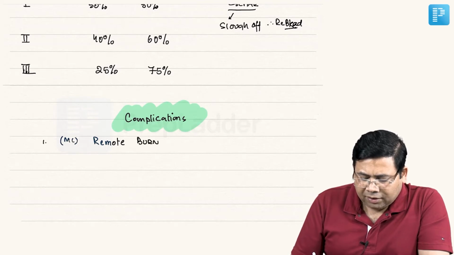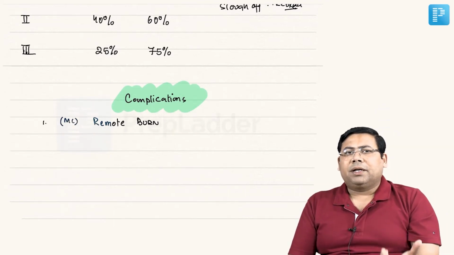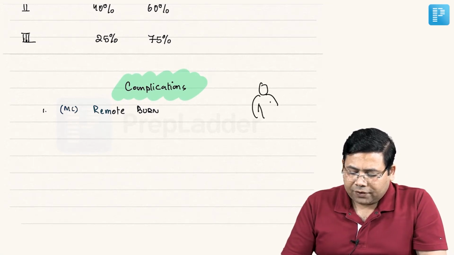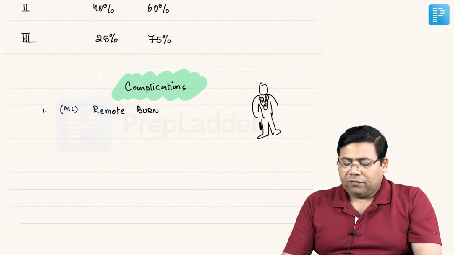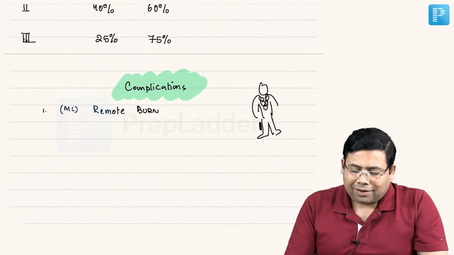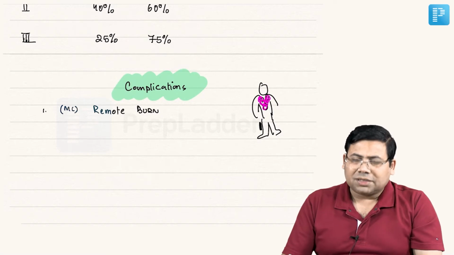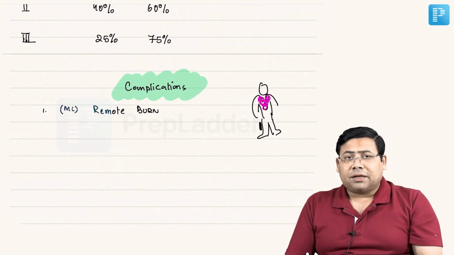Remote burn is like, suppose a patient is wearing a metal chain. There's a locket and there's a chain, and suppose you forget to remove this. Even though you have put the patient plate, the current is traveling along the surface and there will be a full thickness burn along this metal part. So remote burn is a problem.